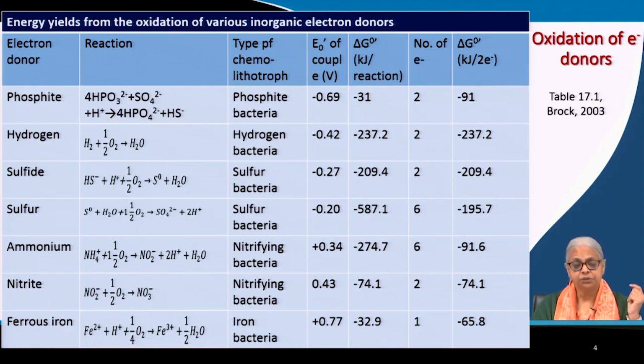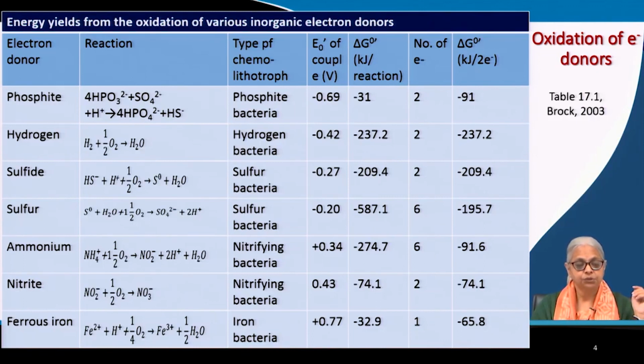You have ammonia, which is being converted to nitrite and nitrate by nitrifying bacteria. Again, these are autotrophic bacteria. Then you have ferrous iron being converted to ferric iron. I've already said a little bit about that in the iron cycle. So these are all examples of the utilization of inorganic electron donors, their combination with oxygen as the terminal electron acceptor.